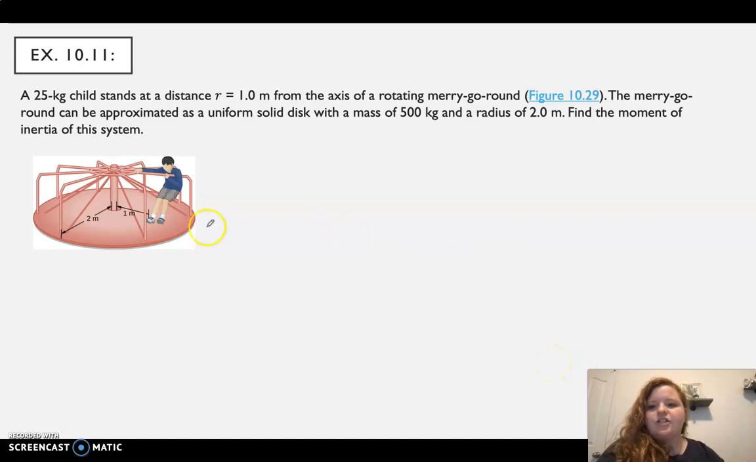All right, let's do another example. A 25 kilogram child stands at a distance r equals 1 meter from the axis of a rotating merry-go-round. The merry-go-round can be approximated as a solid uniform disc with a mass of 500 kilograms and a radius of 2 meters. Find the moment of inertia of this system.